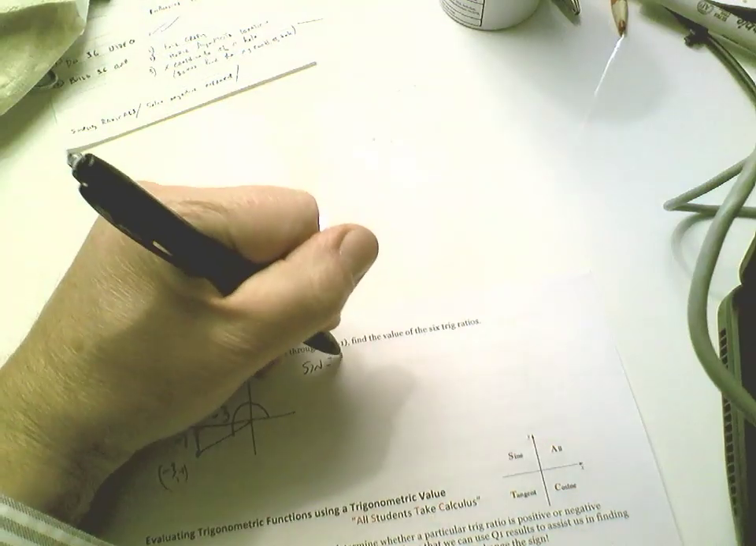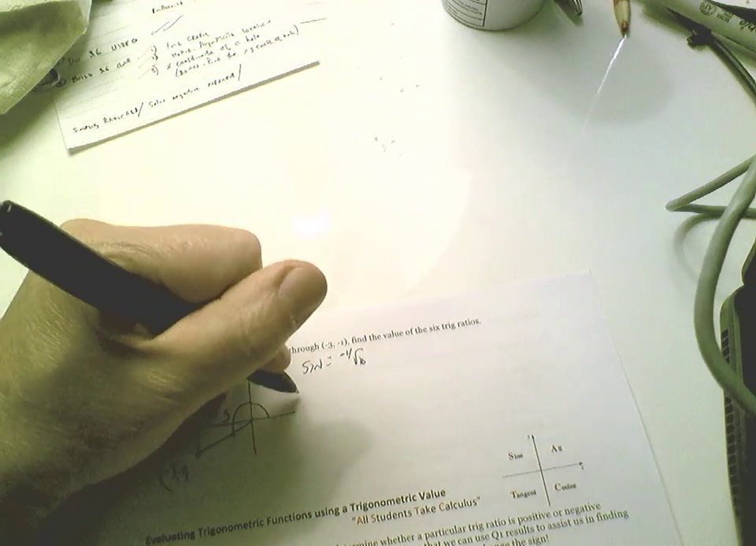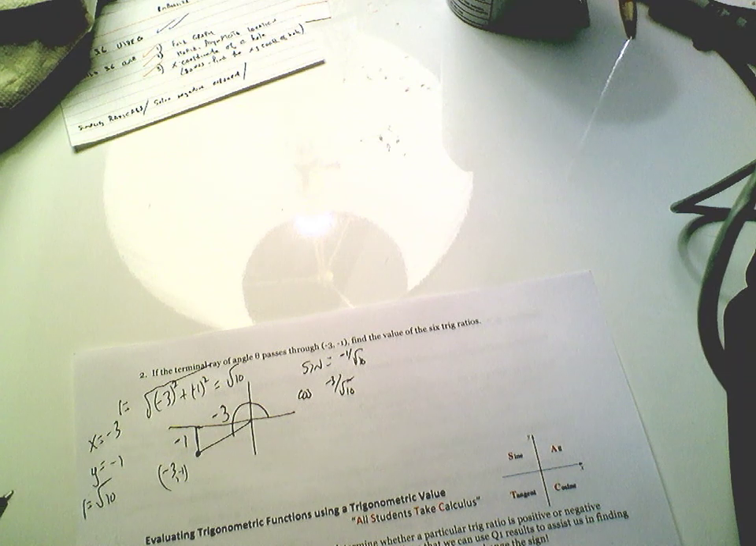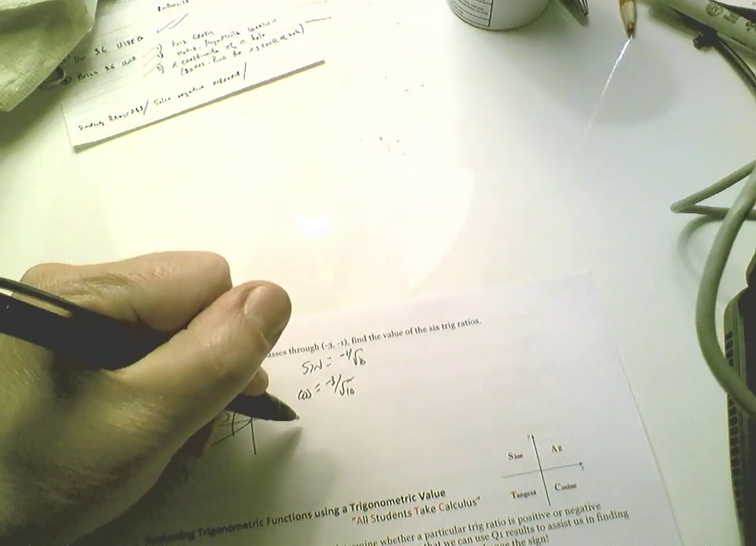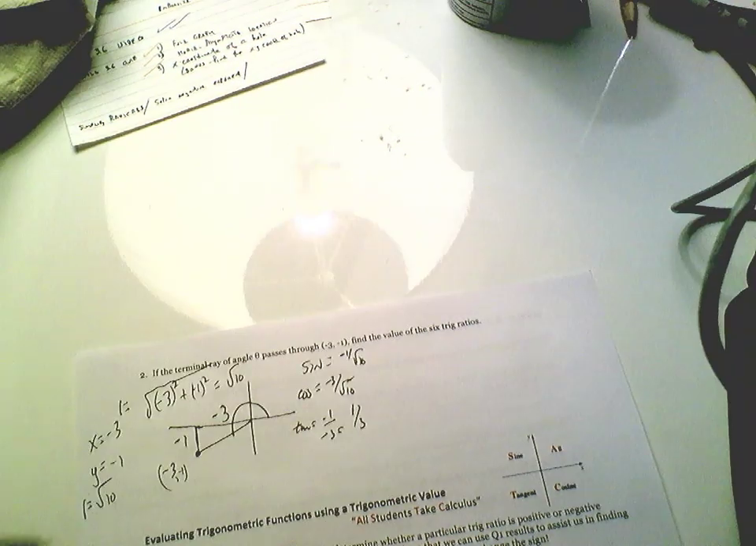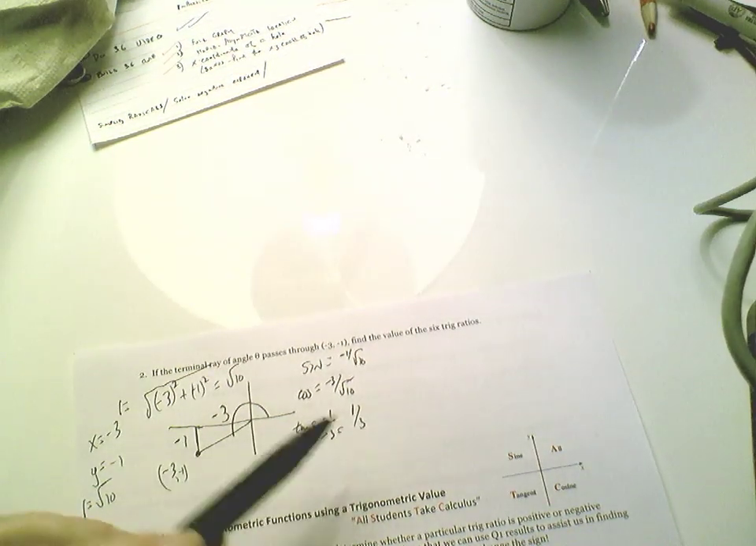So, if I work my way through this, what am I going to have? My sine will equal negative 1 over the square root of 10. My cosine will equal negative 3 over the square root of 10. My tangent will be negative 1 over negative 3 equals 1/3. Handle the reciprocals real quick. Cotangent is going to be 3.